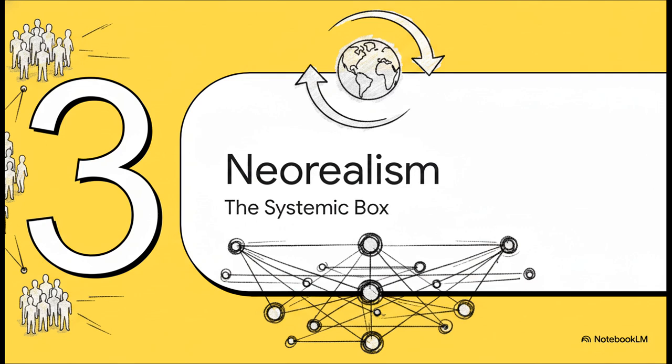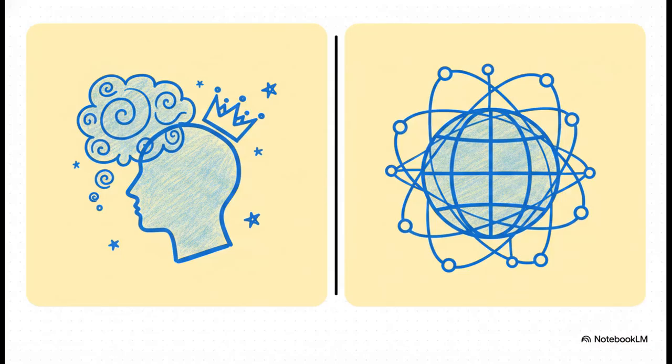Which brings us to section 3, Neorealism, also known as the systemic box. Now, we're zooming out here. Notice the massive shift in how scholars began analyzing the world. We're comparing the classical focus, which, as we just saw, zeroes in on individual human flaws, against the neorealist focus, which is purely systemic. Neorealists firmly insist that if you want to understand state behavior, you completely ignore the personalities of the leaders. Instead, you have to look at the invisible, overarching structure of the global system itself.